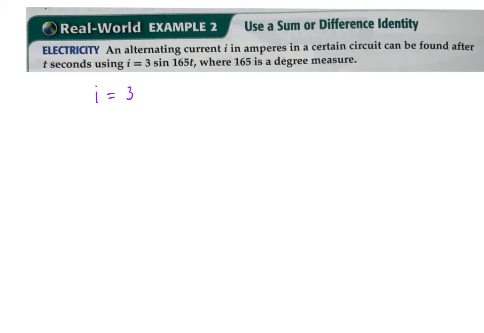Yeah, 120 and 45, right? So we're going to have the sine of, and yours has the t on the outside, right? So it's going to look like this. I think for yours, mine looks a little bit different. This is after 1 second, right?